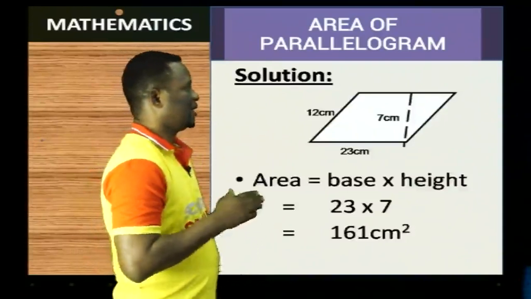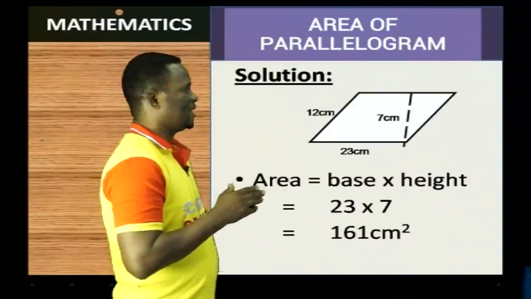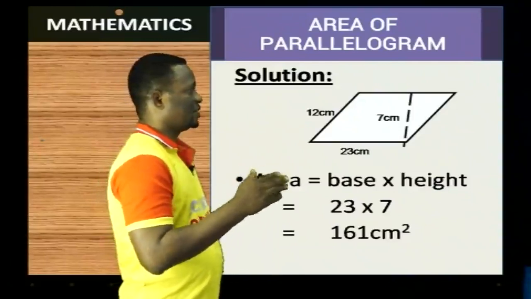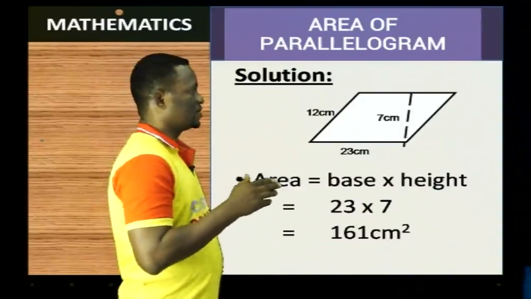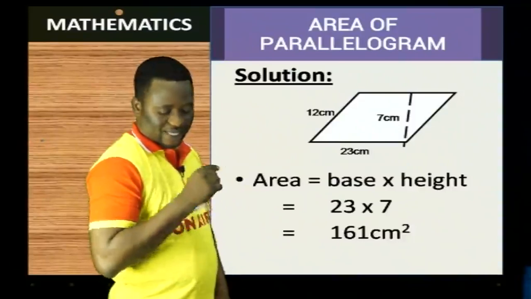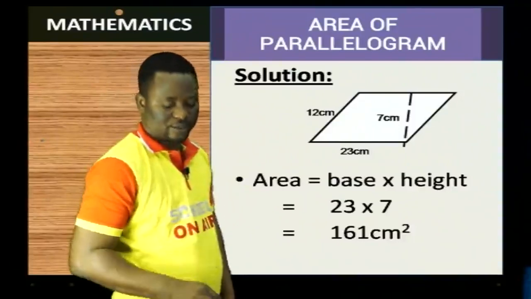Definitely there is no angle here, so this is the type of the first case. Solution now. Area is equal to base times height. Our base here is 23, while the height is 7. So we multiply 23 by 7 and we get 161 centimeters squared. Students should note that the area is always in square units.